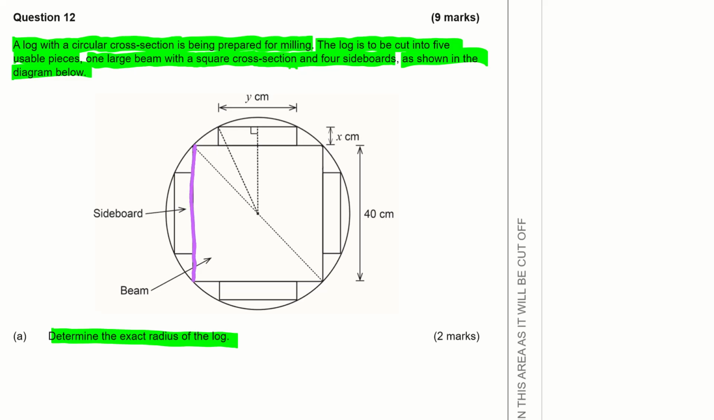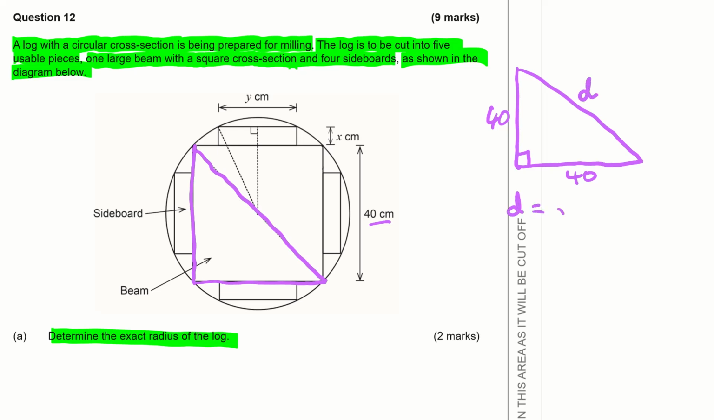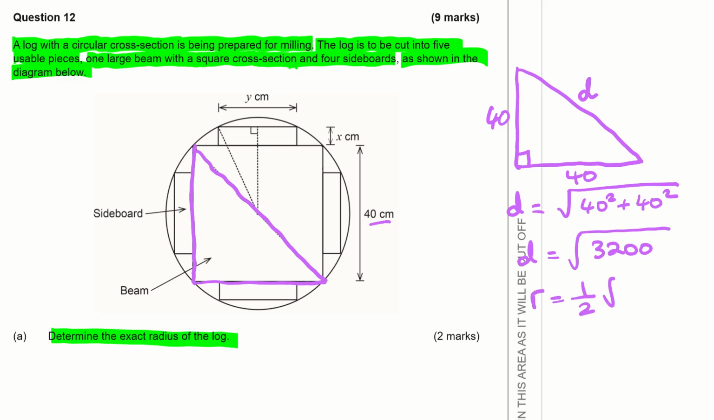Well, if we look at this triangle here, let's just draw that out over here. That is 40 and that is 40 because we know it's square and we've got the 40 measurement just there. And so this is the diameter of the log, and the diameter is going to be the square root of 40 squared plus 40 squared. So the diameter is going to be the square root of 3,200. And so the radius is going to be half of that.